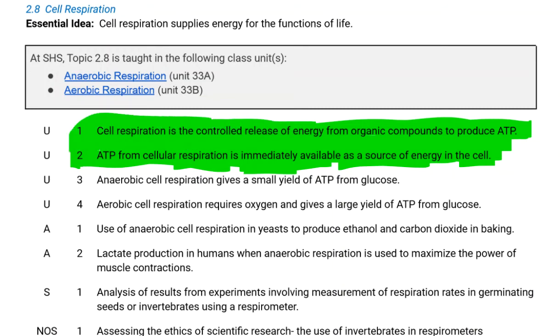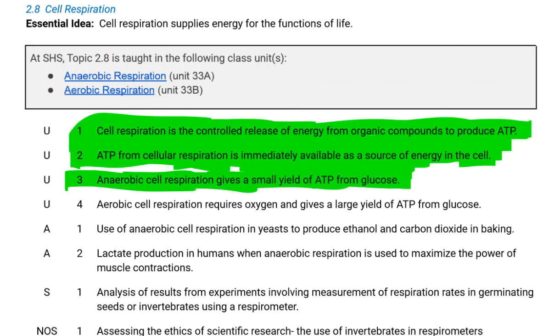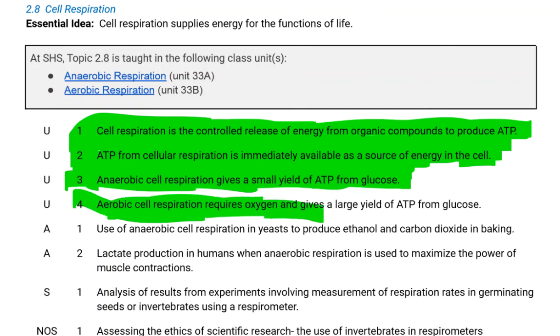So if energy was money, ATP would be money in your wallet, whereas lipids would be money in the bank. So easy to access is ATP, lipids, energy that's hard to access. Anaerobic respiration gives a small yield. Anaerobic means without oxygen. So when you have glucose, which is the starting molecule of cellular respiration, very little ATP is actually produced. We need aerobic cell respiration, which requires oxygen but actually produces a lot of ATP.